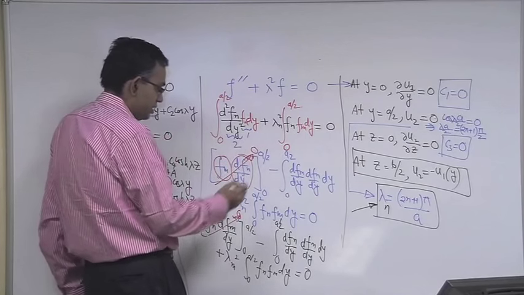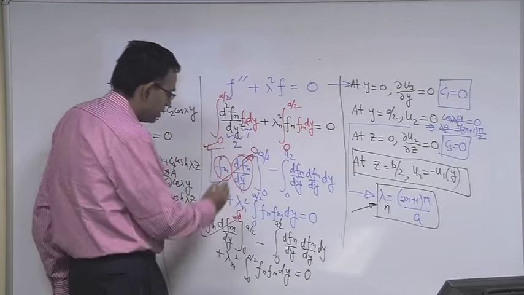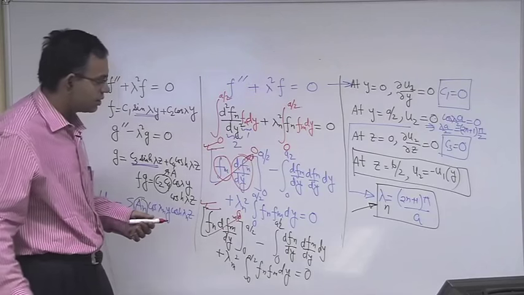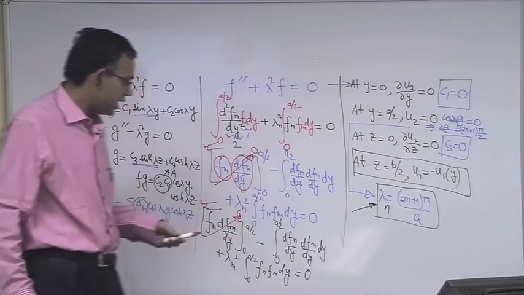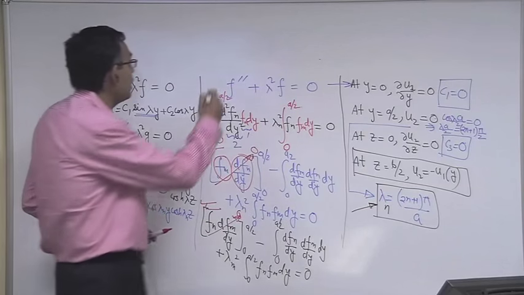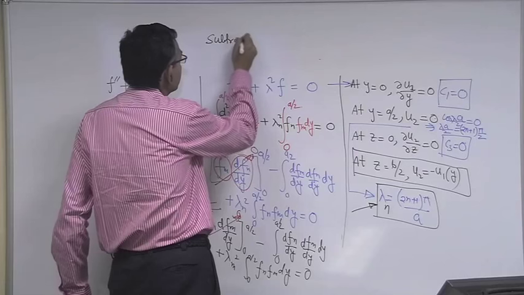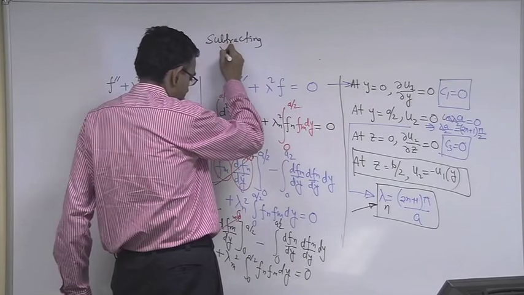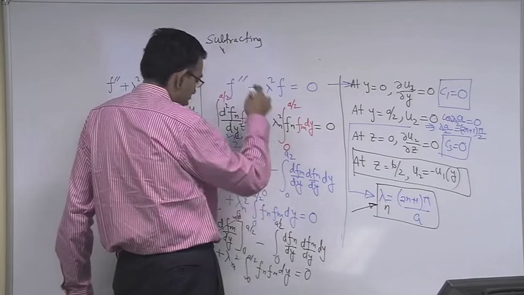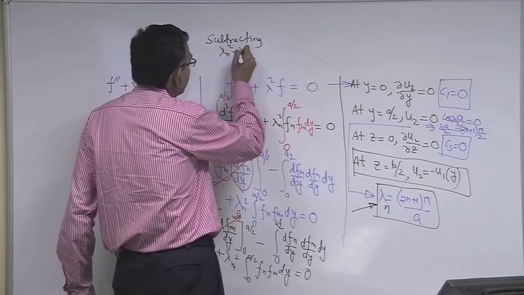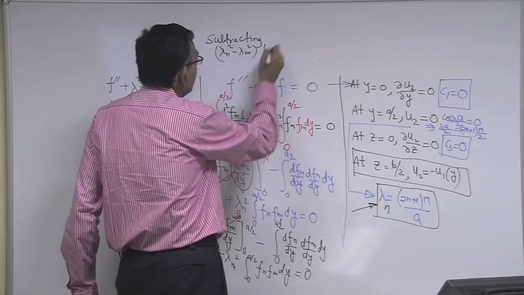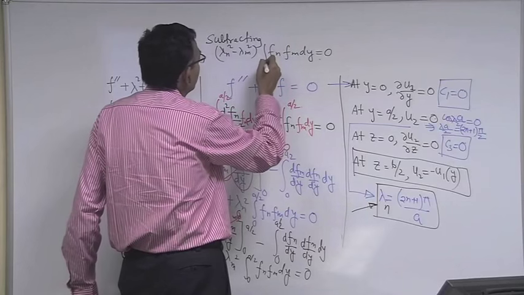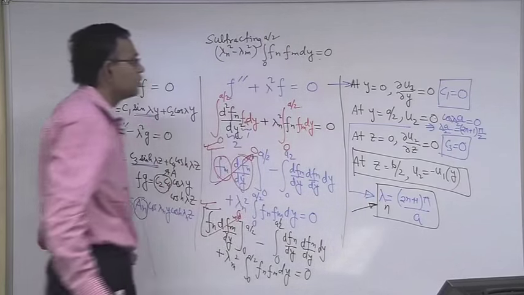Now, you subtract these two equations, the second one from the first one. If you subtract these two equations, the second term gets cancelled. So, lambda n square minus lambda m square, integral f n f m dy, is equal to 0, from 0 to a by 2. So, what can we conclude from here?